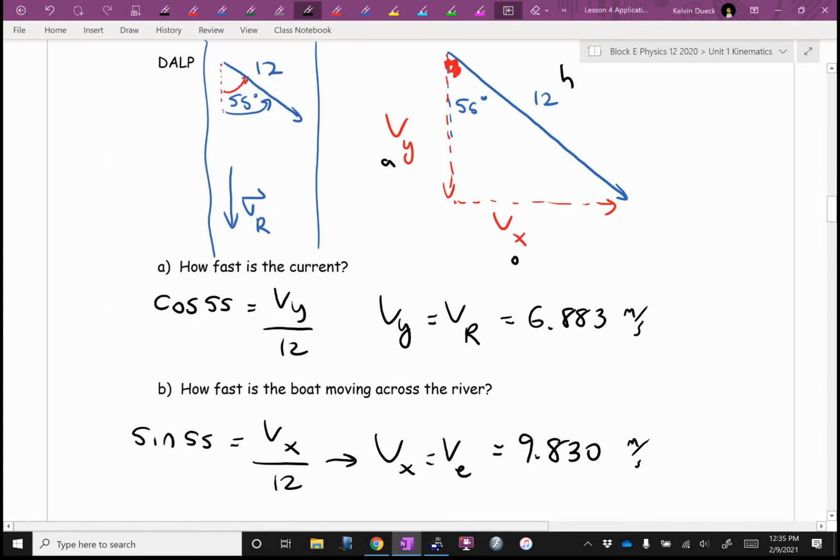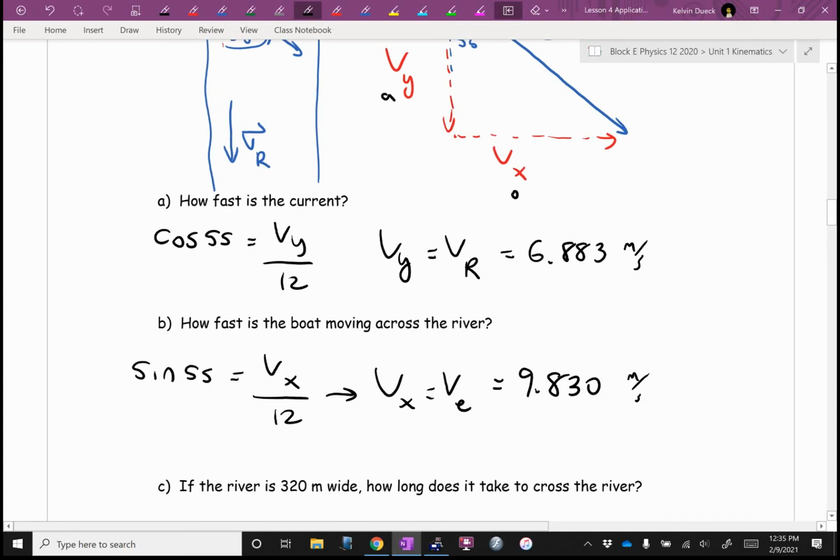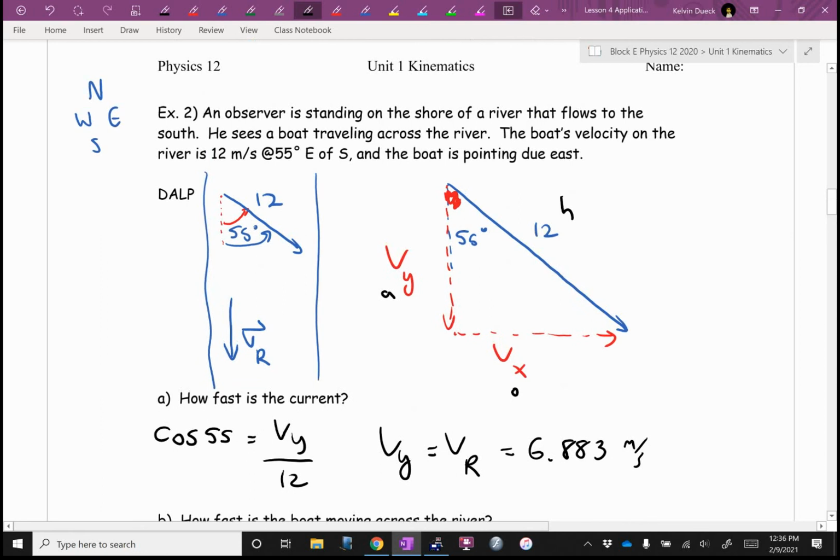Owen, what's the C you want me to find? Read me the whole thing. Stop. Let's go to my diagram. That 320 meters, I think, would run this way. That's a distance. Is that a horizontal distance or a vertical distance?